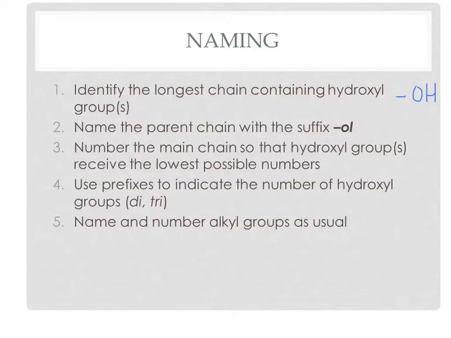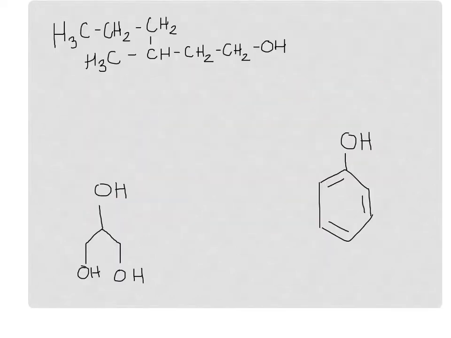beverages is ethanol. We then number the main chain so that the hydroxyl group receives the lowest possible number, just like we did with many of our other kinds of organic molecules. And again, if there's more than one alcohol group, more than one hydroxyl OH, we need to indicate that with our di or tri prefix. We then name and number any other substituents as we usually would. Alright, here are some beautifully drawn alcohols, so let's name them.